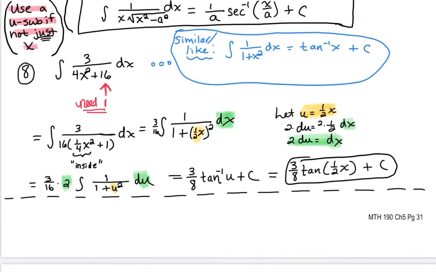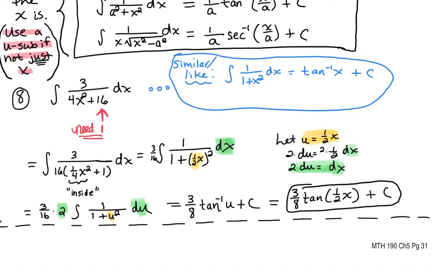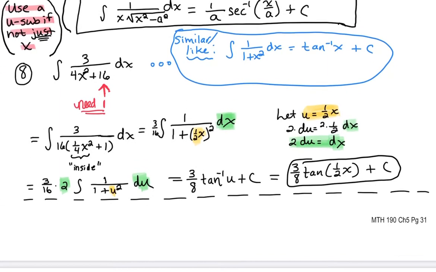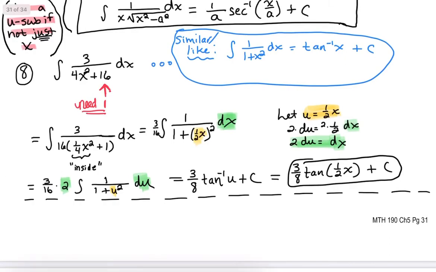Now, if I wanted to take a slightly different approach, and again, depending on your instructor, you might see it done either way here. All right, so the other way is, let's go back to this original. I'm going to factor the 3 out in front. So we're going to have 3 times my definite integral of 1 over 4x squared plus 16 dx.